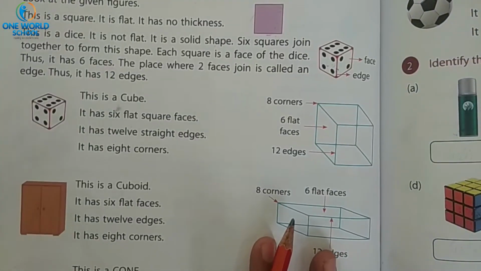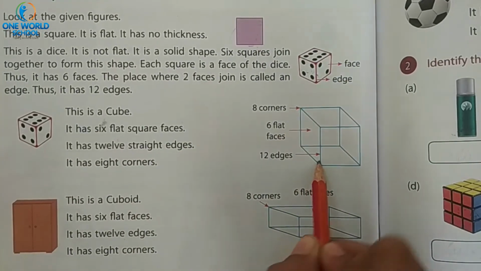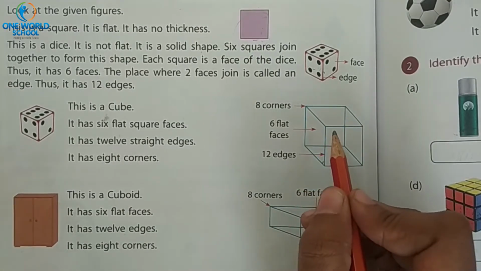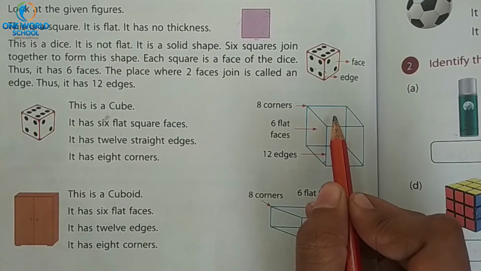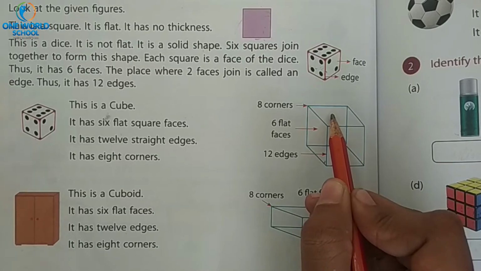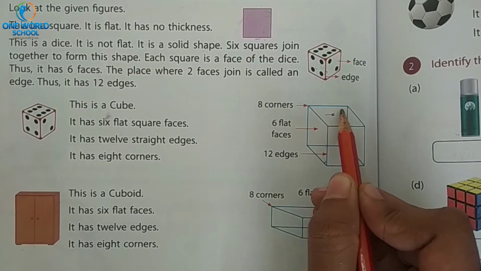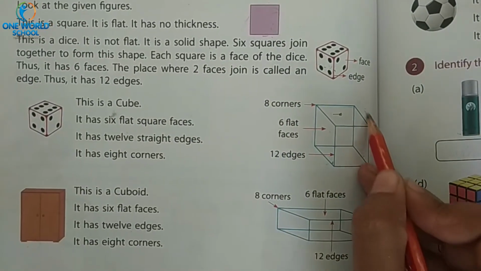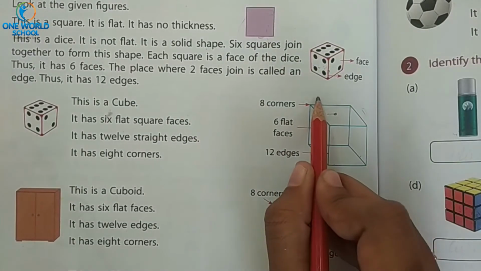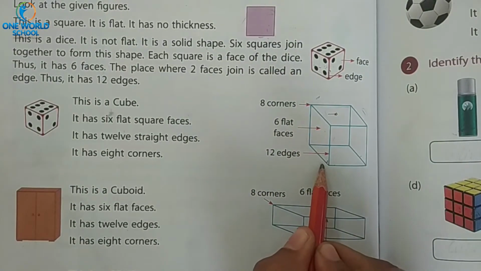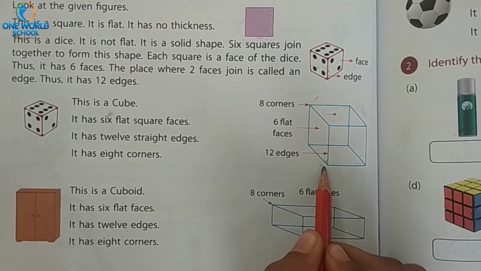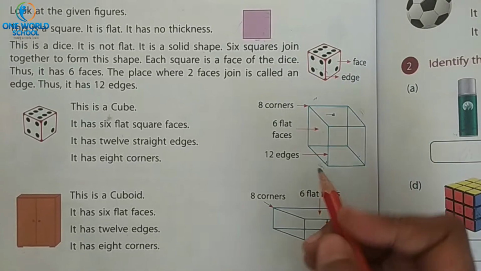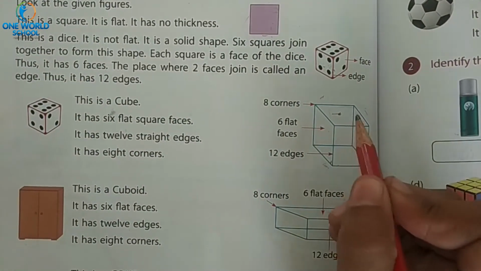So the first shape we will learn today is a cube. Look at here. How many faces does a cube have? 6 faces. See, this is one face, 2, 3, then on this side this is the 4th face, on the back side 5, and here at the bottom the 6th face. Cube has 6 faces.